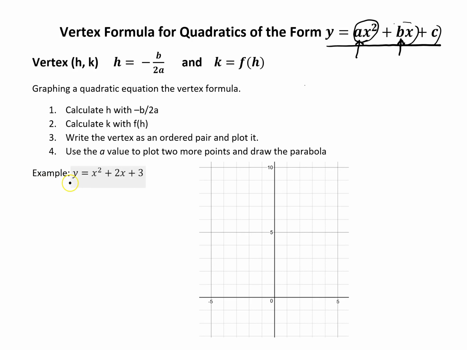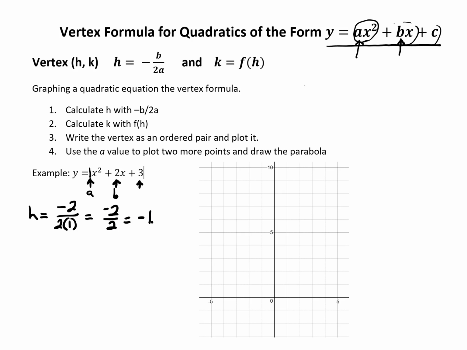I'm going to take my example, y equals x squared, so there's a silent 1 here, plus 2x, that means that b is a 2, and plus 3 tells us c is 3. I need a and b. So h is going to equal negative b, which is 2, over 2 times a, so 2 times 1. Use the order of operations to simplify this. We get an h value of negative 1.